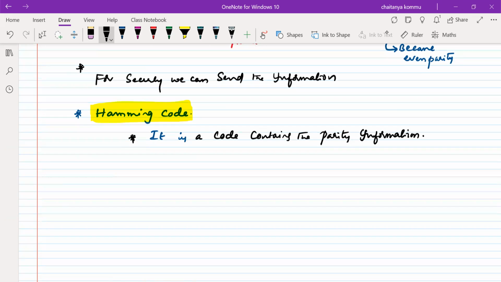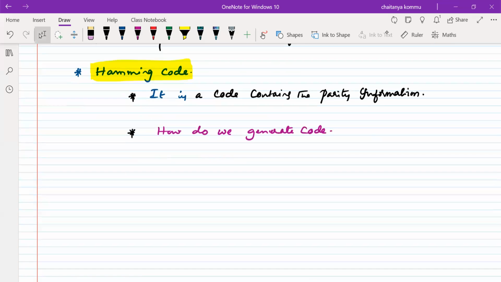Now the question is, how do we generate the code? That is the second question. For example, I have a message, 1001. How many bits are there in it? Sorry, 4 bits are there. I want to generate a Hamming code for this message information. So let me call this the message signal.